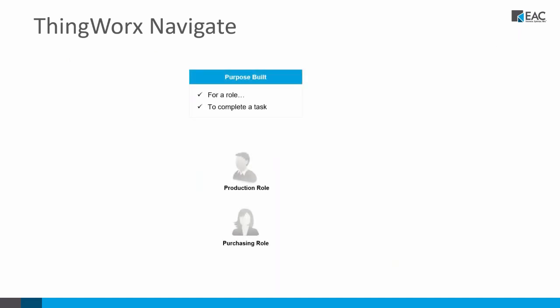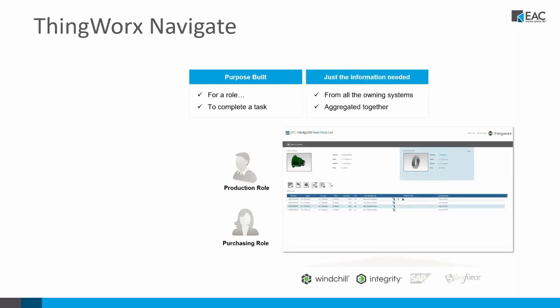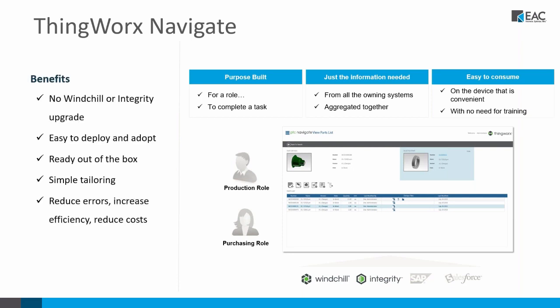All right, so just a refresher of what Navigate is. It's purpose-built. It's for a role to complete a task, like get a drawing, get an IGES file, get a step file, whatever the task is, to get the information that they need. Whether it's a bill of material or a drawing, it's very easy for them to get there. So it's on a tablet or on their computer or their phone, no need for training, very simple, easy to get to like any kind of app is.